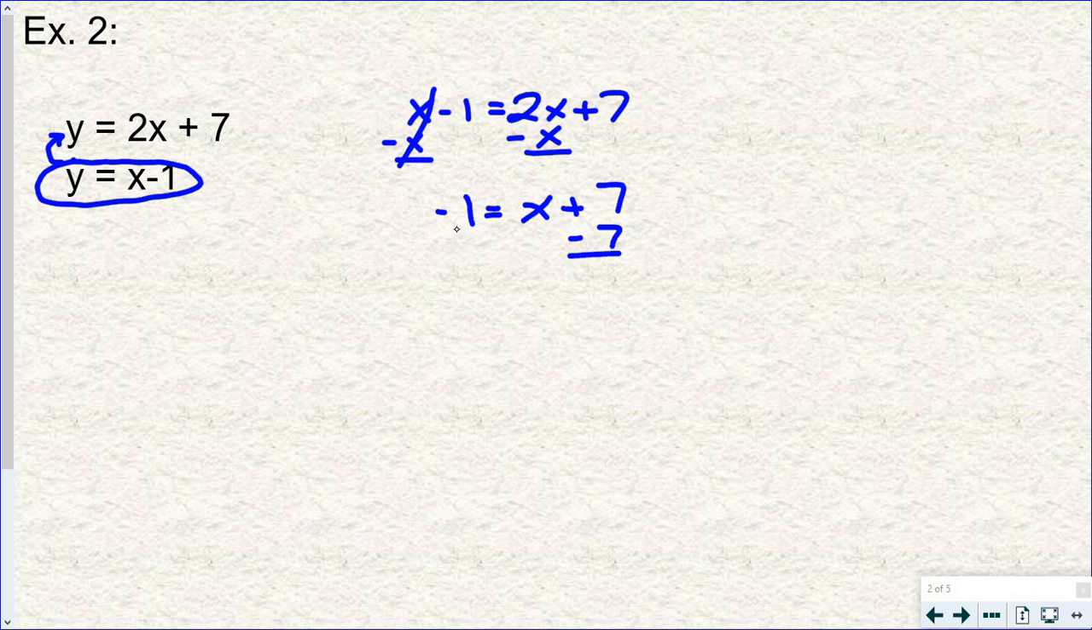Subtract 7 from both sides, and I get x is equal to negative 8. All right, so there's one of my solutions there.